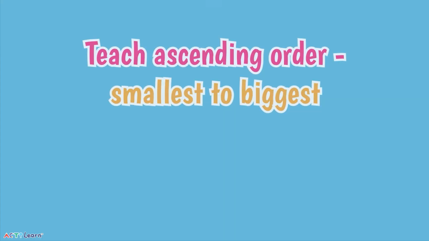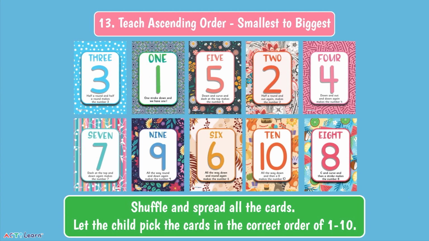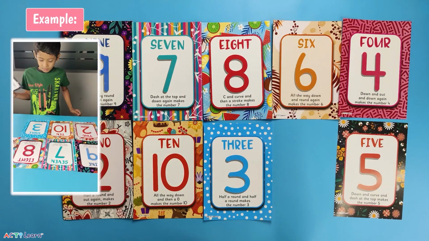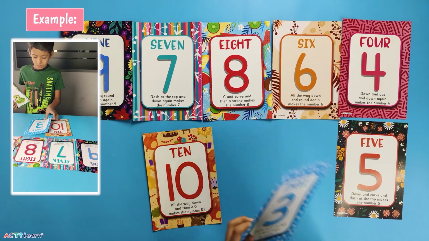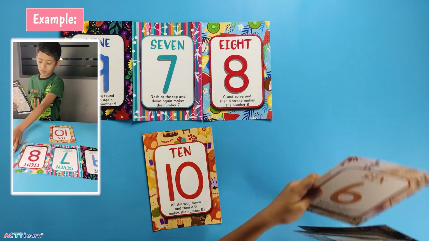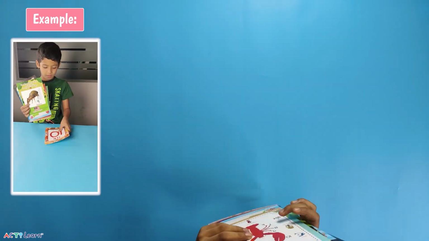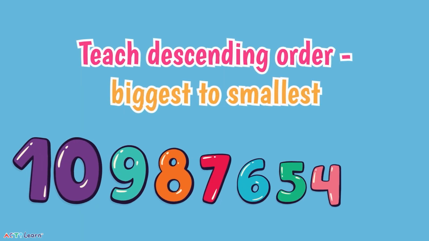Teach ascending order, smallest to biggest. Shuffle and spread all the cards. Let the child pick the cards in the correct order of 1 to 10. 1, 2, 3, 4, 5, 6, 7, 8, 9, 10.